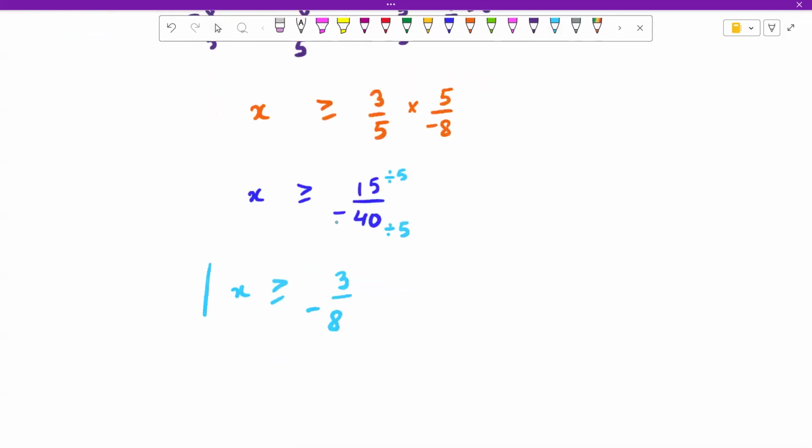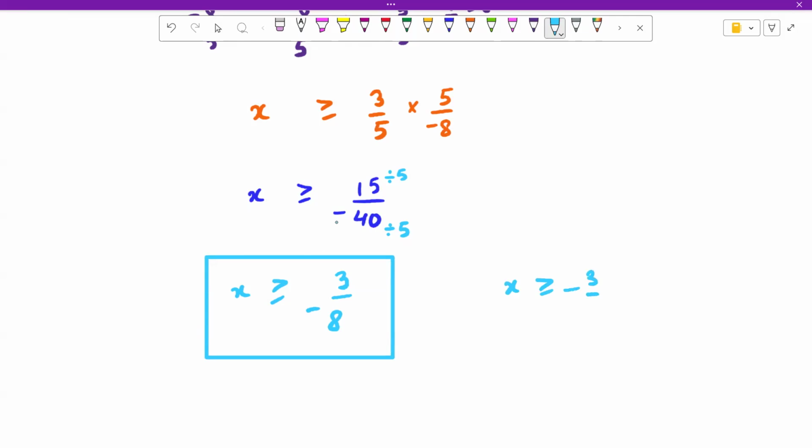Yes, so this is our final answer. To represent it in standard form, instead of writing negative in the denominator, we can write it the other way. Both ways are correct, no worries.